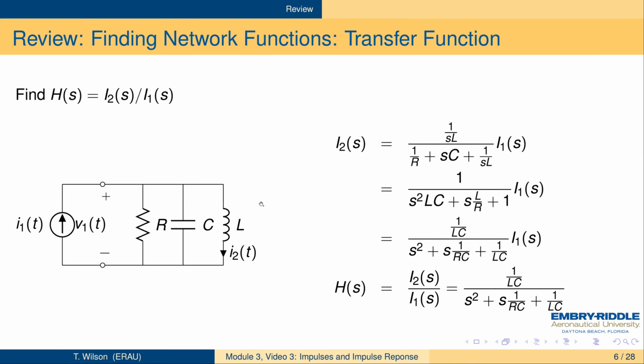To find the transfer function between the current through the inductor and the drive current here, again, it's a parallel circuit, and we do a current divider. So it's the admittance, 1 over SL of the inductor, over the sum of the admittances times the input current. Again, we do the same kind of algebra to clear things out, and we get that the transfer function between the input current and the output current is 1 over LC over S squared plus S over RC plus 1 over LC.